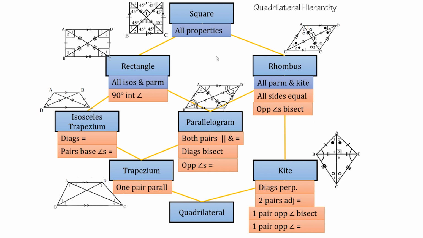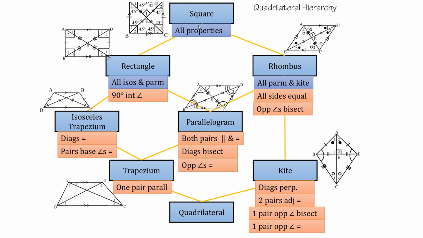Now, if we start off with the parallelogram, we can see that from a parallelogram I can go to a rhombus. So how would I go about proving that a parallelogram is also a rhombus? Well, where does the rhombus come from? It comes from a parallelogram and a kite. So the rhombus needs to inherit something from the kite that the parallelogram didn't have. For example, that the diagonals are perpendicular. So if I take a parallelogram with perpendicular diagonals, I get a rhombus.